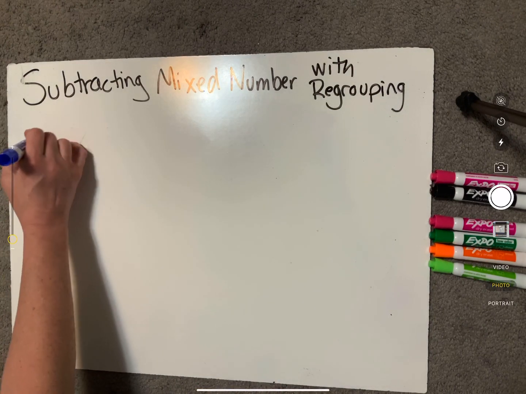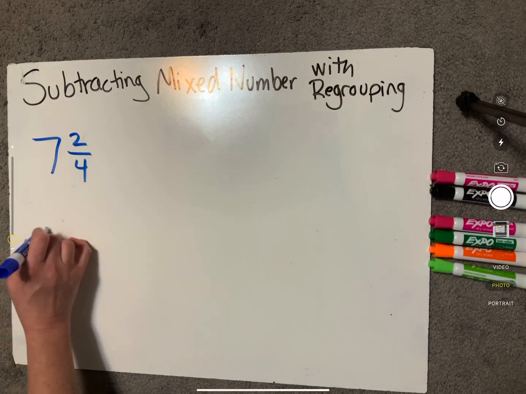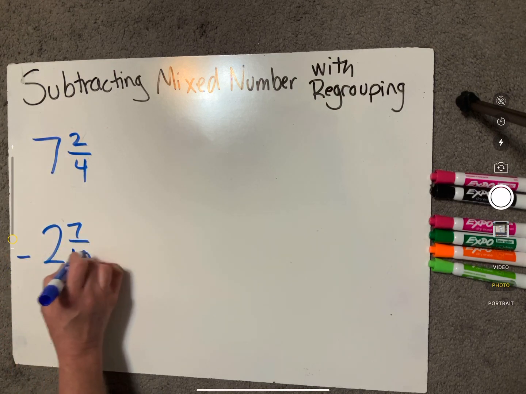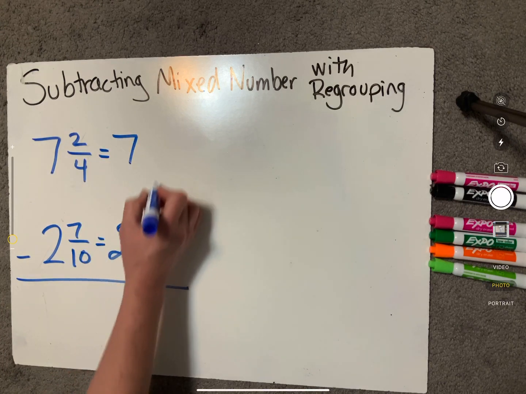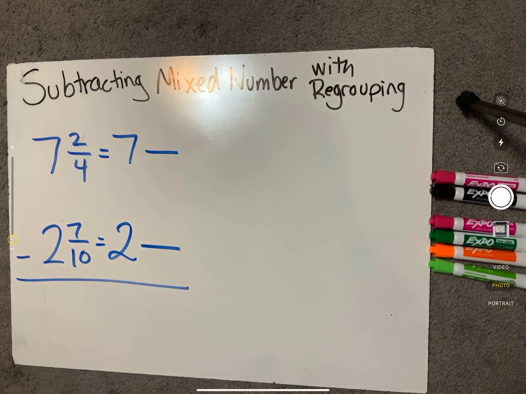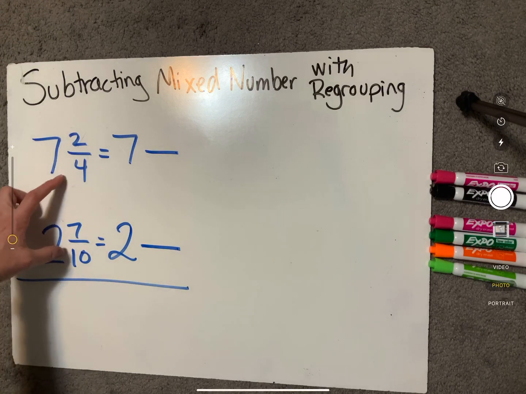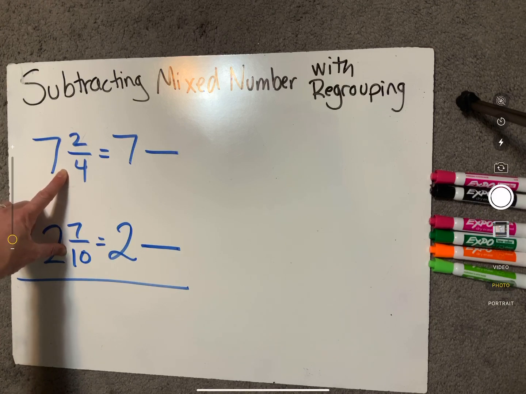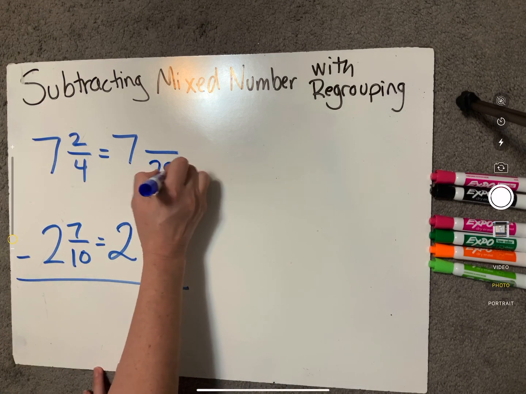All right, we've got 7 and 2/4 minus 2 and 7/10. Okay, same thing as before. We're transferring our mixed numbers over here to get our equivalent fractions. So in looking at 4 and 10, we could do 40. That would be a fine equivalent fraction. That's perfectly fine. However, it's not going to be your lowest one. Your lowest common denominator is actually going to be 20. So I'm going to use 20.